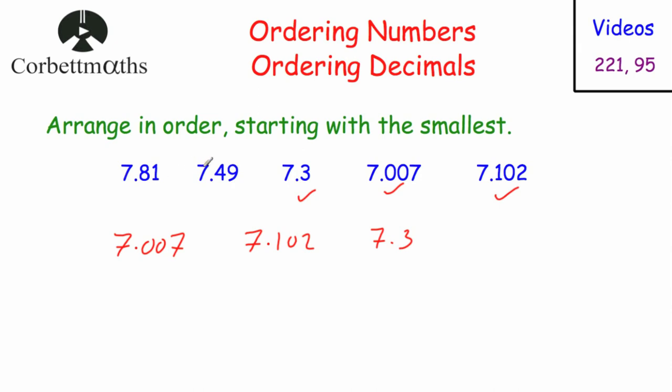And then next would be 7.49, because it's only got a 4 in the tenths column. And finally our biggest number would be 7.81, and that's it. So we've arranged the numbers in order from smallest to largest.